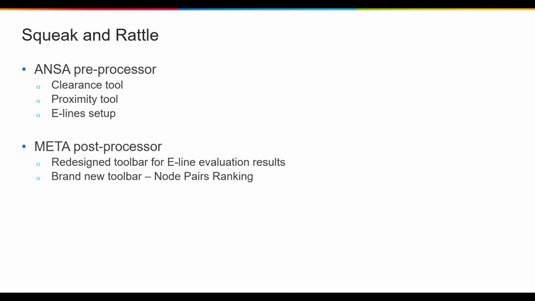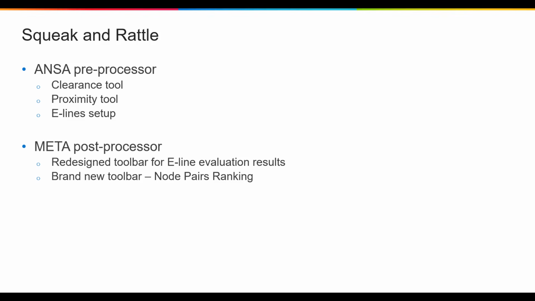In this demo session, you will explore the full range of ANSA and META capabilities for squeak and rattle analysis. We will begin with the ANSA preprocessor, where you will see how to identify areas that may be susceptible to squeak and rattle issues. Next, we will move on to setting up the E-line, and finally, we will demonstrate how to solve the model directly within ANSA and generate a report evaluating the results.